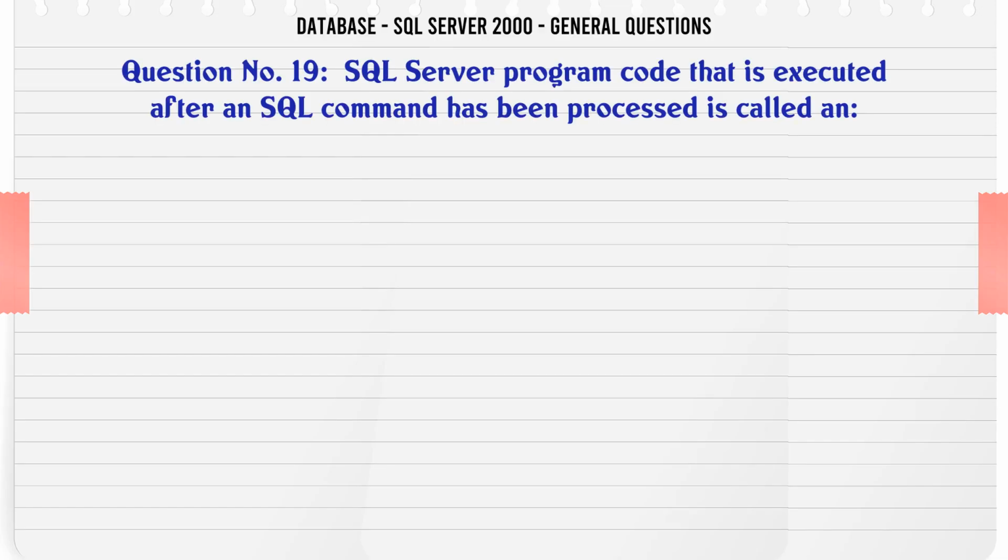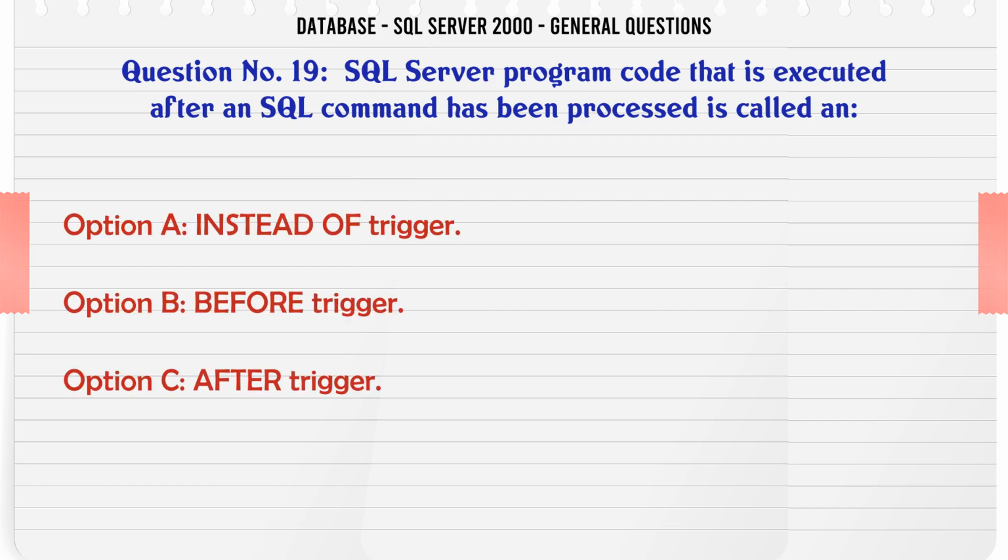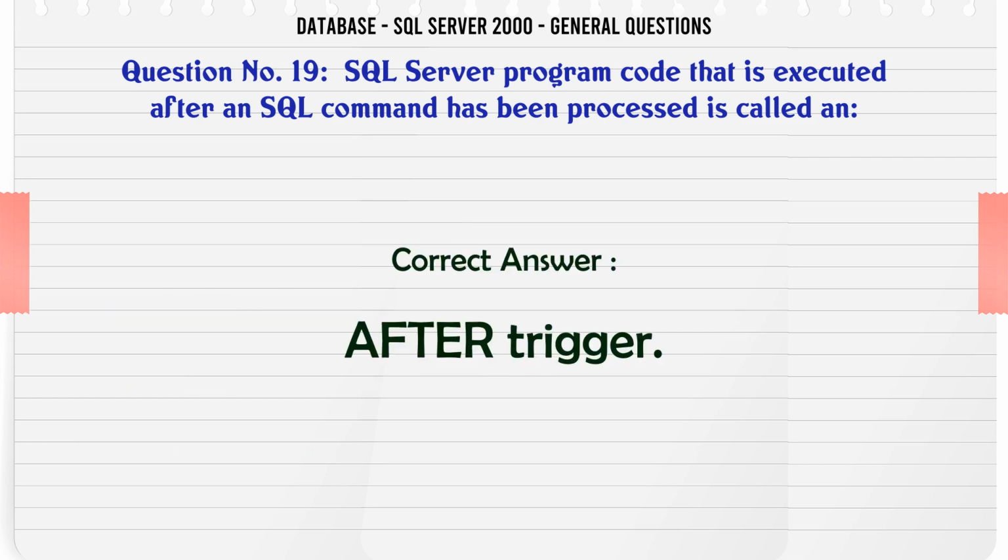SQL Server program code that is executed after an SQL command has been processed is called an A. Instead of trigger. B. Before trigger. C. After trigger. D. Begin trigger. The correct answer is after trigger.